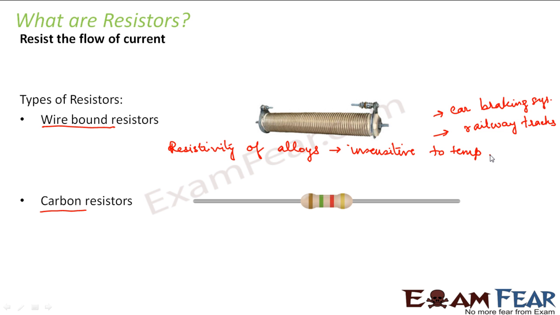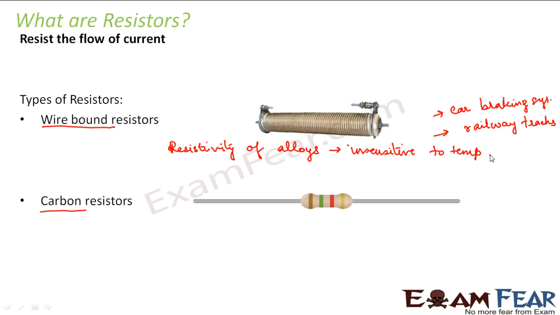When I talk of carbon resistors, they basically have a carbon composition. They are made up of carbon. Now we know that carbon is a good conductor of electricity. So the higher the level of carbon, the lower the resistivity. The more carbon content you have inside the resistor, the lower is the resistivity.